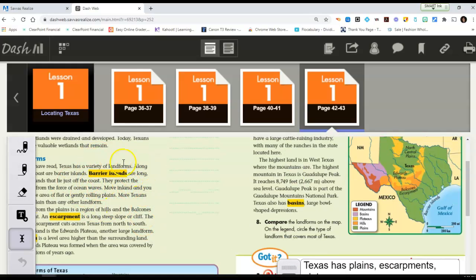Can you see this one right here? Did you call me? Yes, I did. But we're doing it together, Jordan. So what else does Texas have?